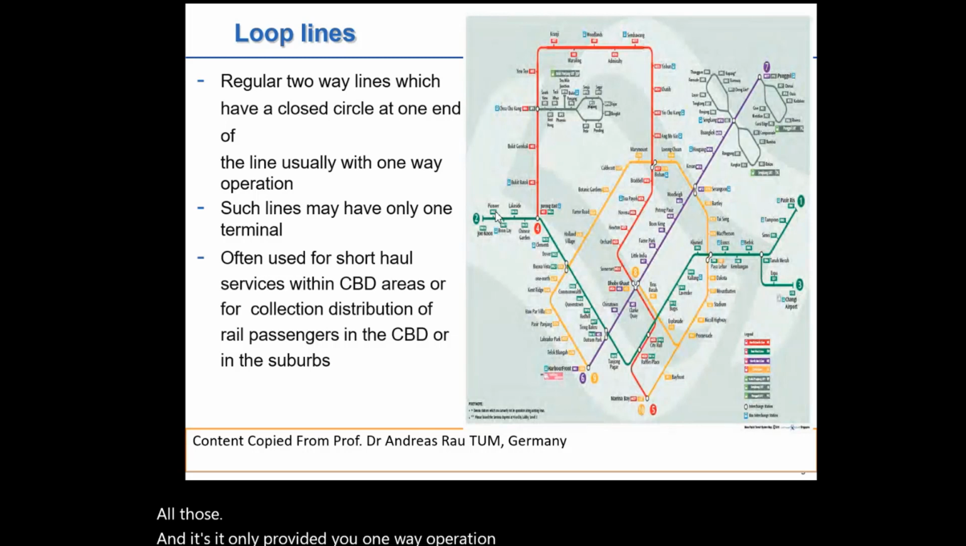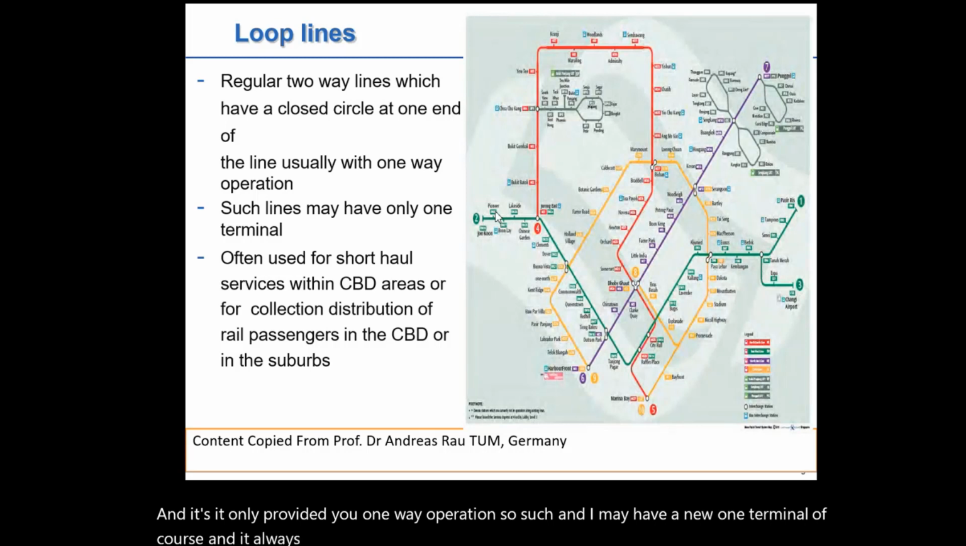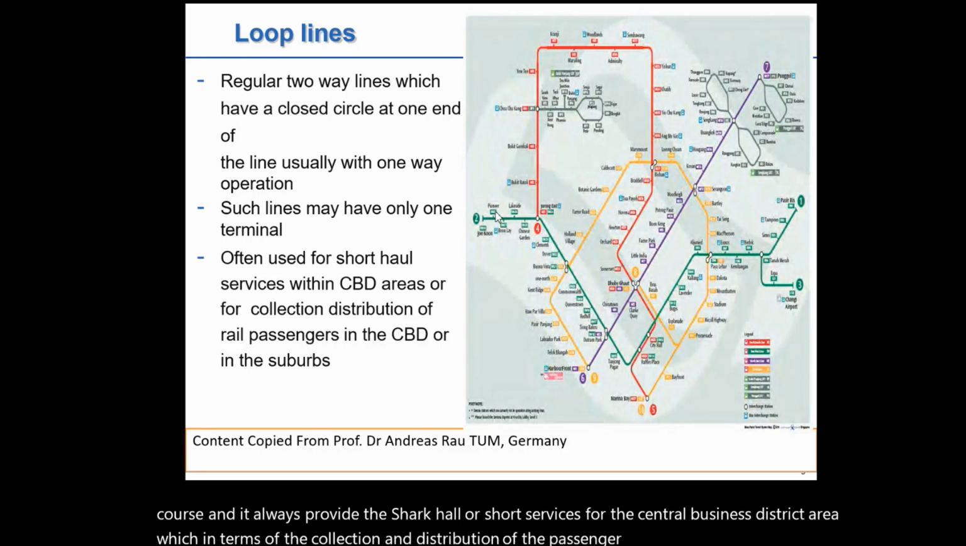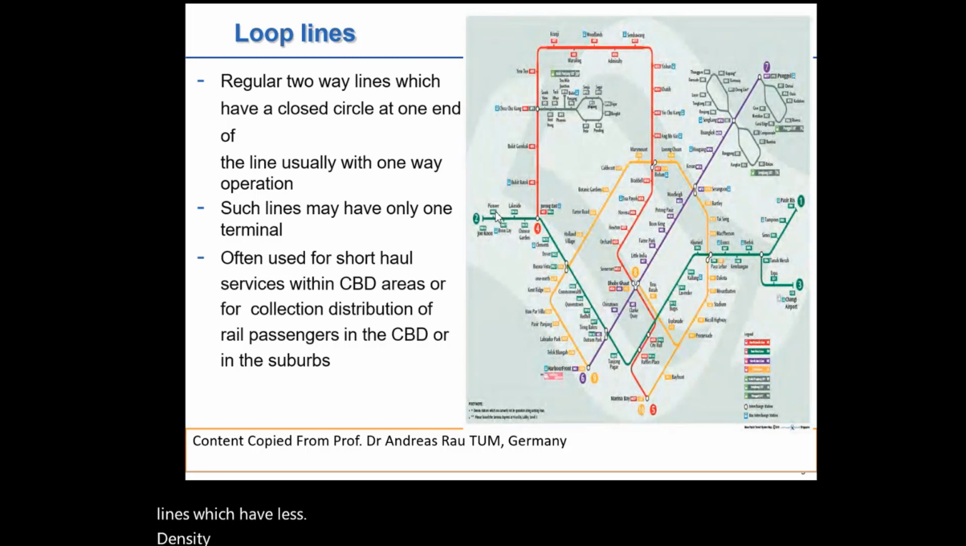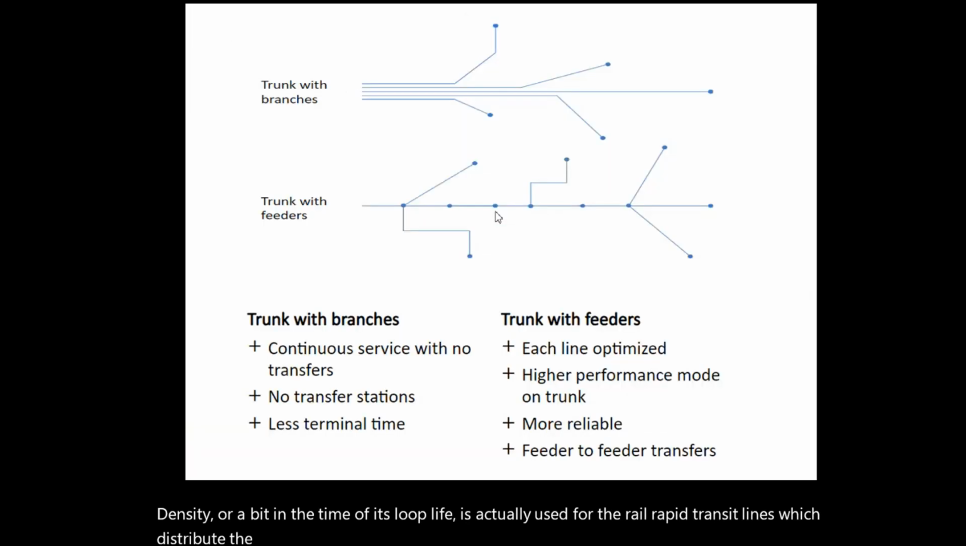Such a line may have only one terminal, of course, and it always provides short haul or short services for the central business district areas, in terms of the collection and distribution of passengers across the different lines which have less density. The loop line is actually used for rail rapid transit lines which distribute passengers across the city.